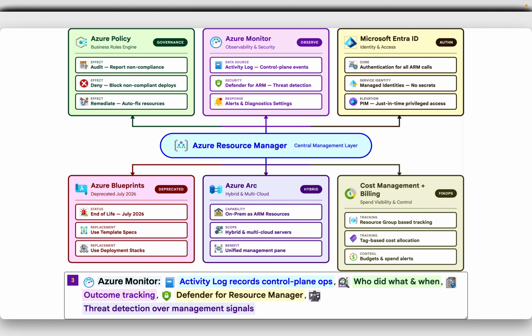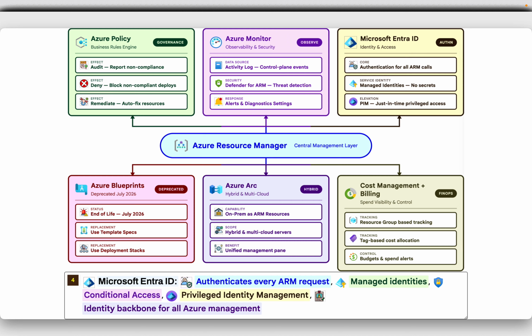Azure Monitor records every control plane operation in the activity log, tracking who did what and when, with the outcome. Microsoft Defender for Resource Manager adds threat detection over these management signals. Microsoft Entra ID authenticates every ARM request. It supports managed identities for credential-free access, conditional access policies, and privileged identity management for just-in-time access. It is the identity backbone for all Azure management.